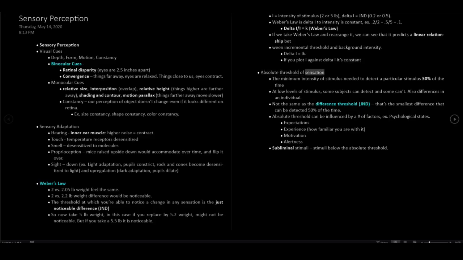Absolute threshold of sensation: the minimum intensity of stimulus needed to detect a particular stimulus 50% of the time. At low levels of stimulus, some subjects can detect and some can't. Also differences in an individual. Not the same as the difference threshold, JND, which is the smallest difference that can be detected 50% of the time. Absolute threshold can be influenced by a number of factors, such as psychological states: expectations, experience (how familiar you are with it), motivation, alertness. Subliminal stimuli are stimuli below the absolute threshold.